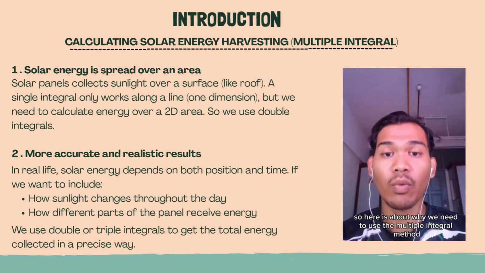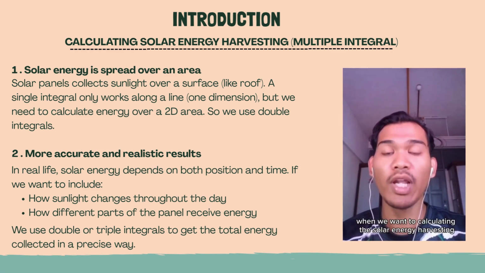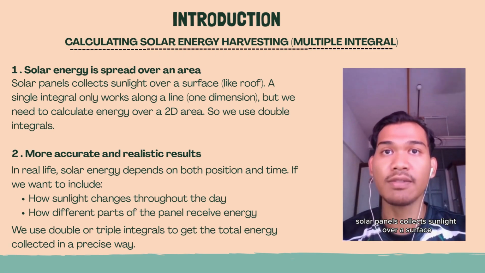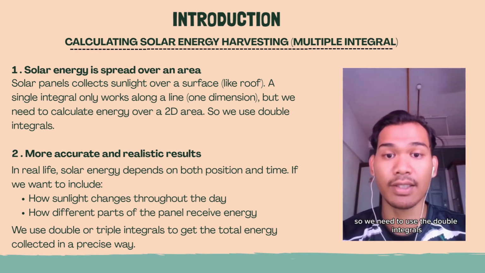Here is why we need to use the multiple integral method when we want to calculate solar energy harvesting. The first reason is that solar energy is spread over an area. Solar panels collect sunlight over a surface like a roof. A single integral only works along a line, one dimension, but we need to calculate energy over a 2D area. So we need to use double integrals.